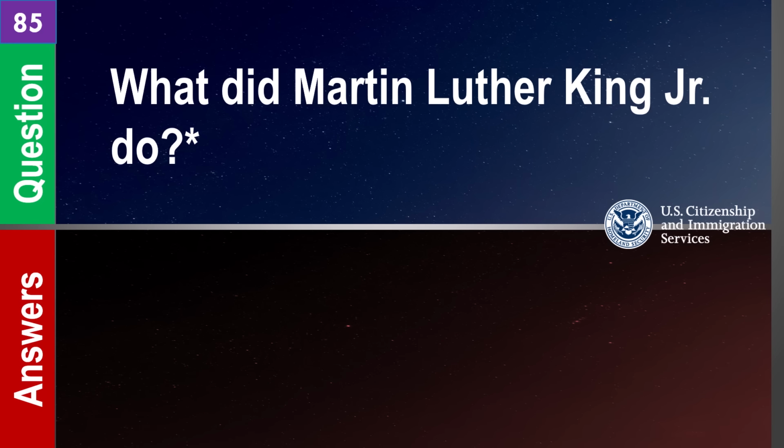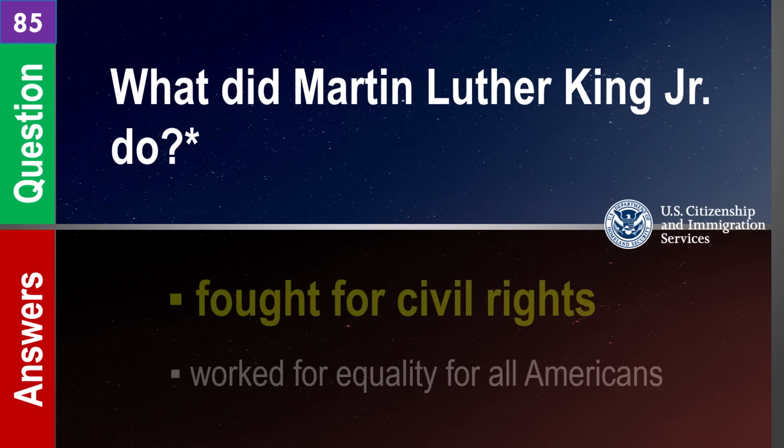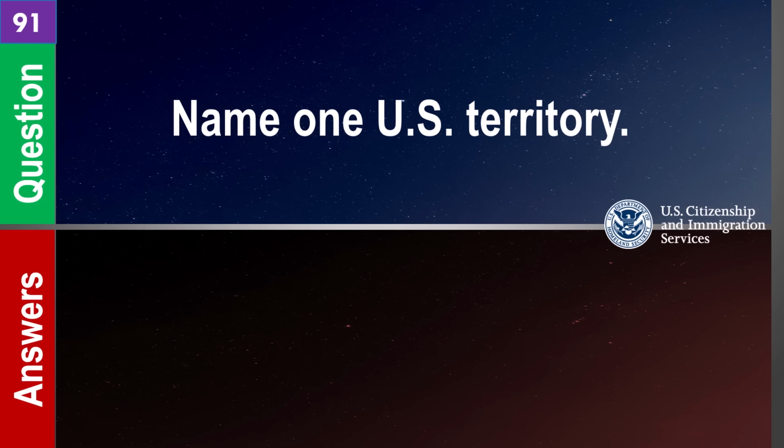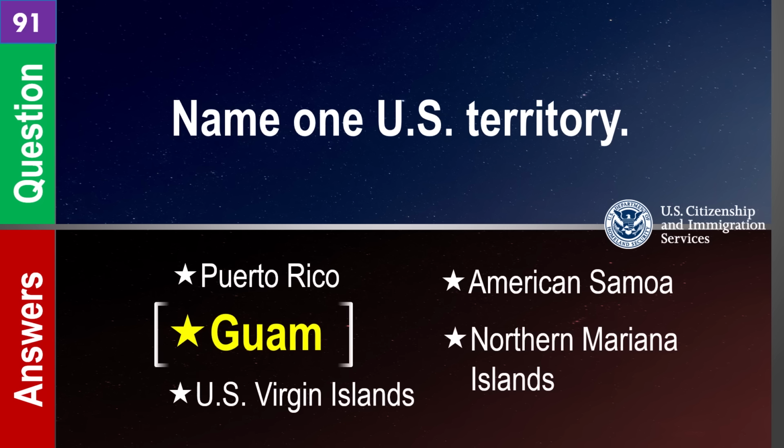What did Martin Luther King Jr. do? Fought for civil rights. Name one U.S. territory. Guam.